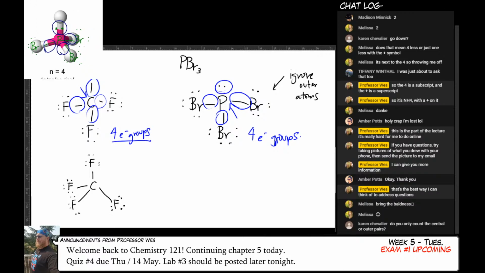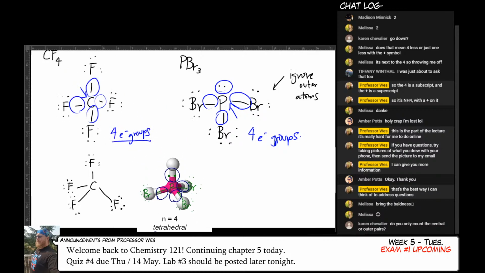Alright, so this is what my structure should look like. We'll just stick it right next to it. There you go. In fact, even what I can do is I can do this. Can we see the resemblance? Hopefully you can. So this is the proper way to draw a molecule with 4 electron groups.